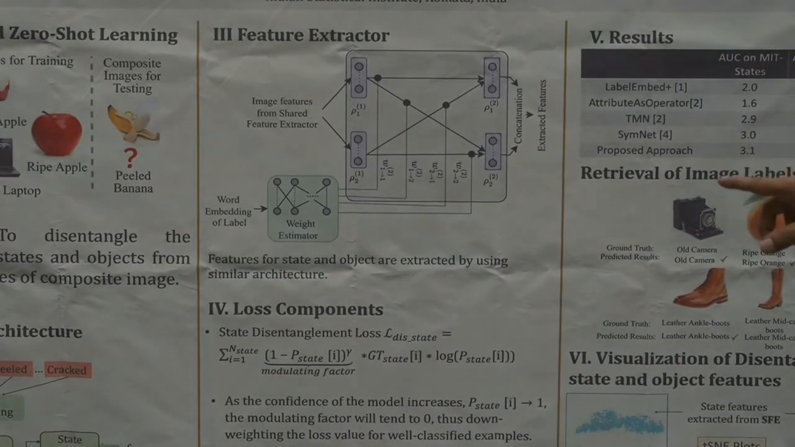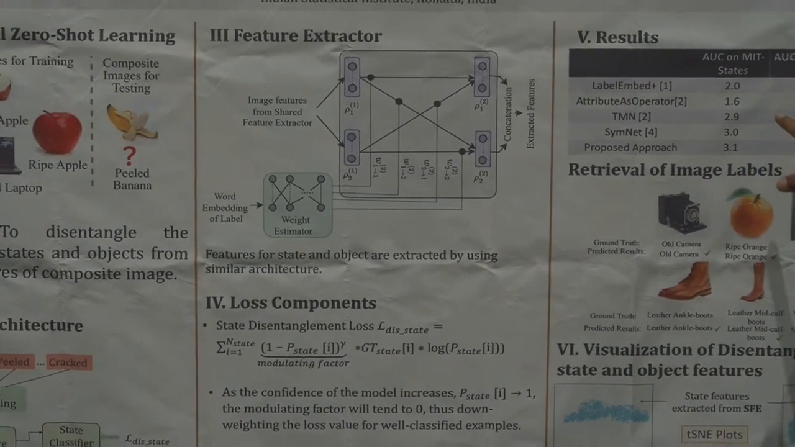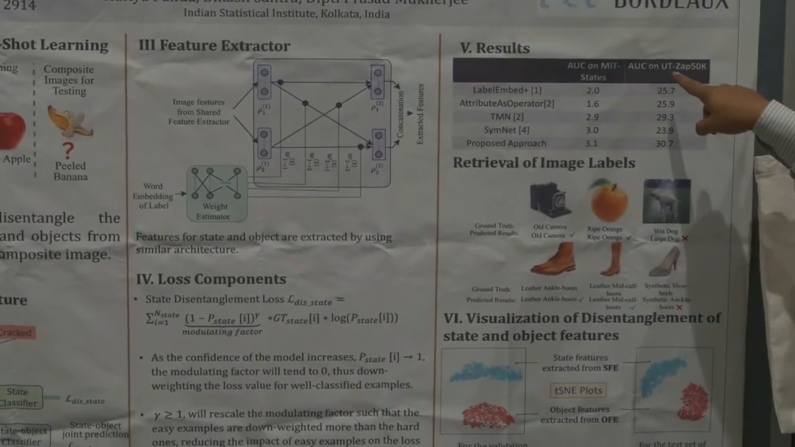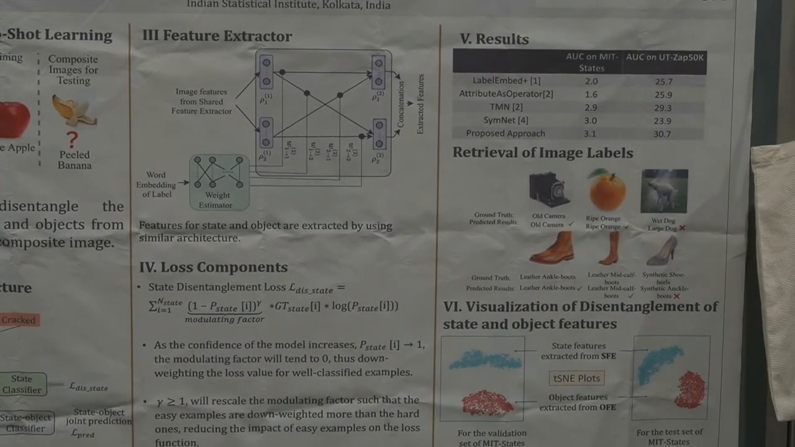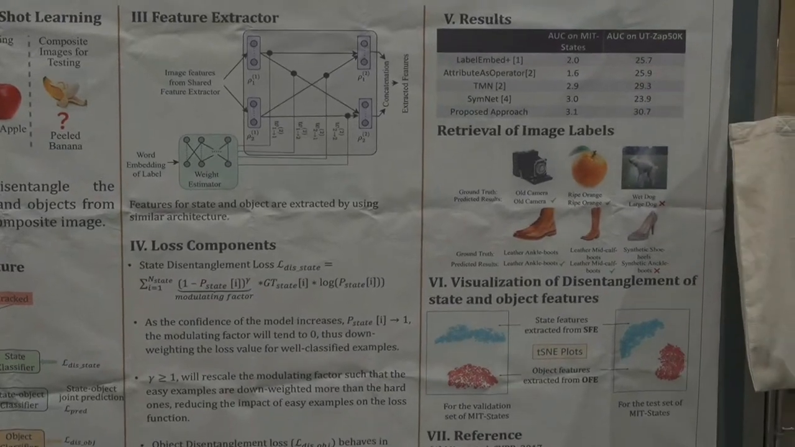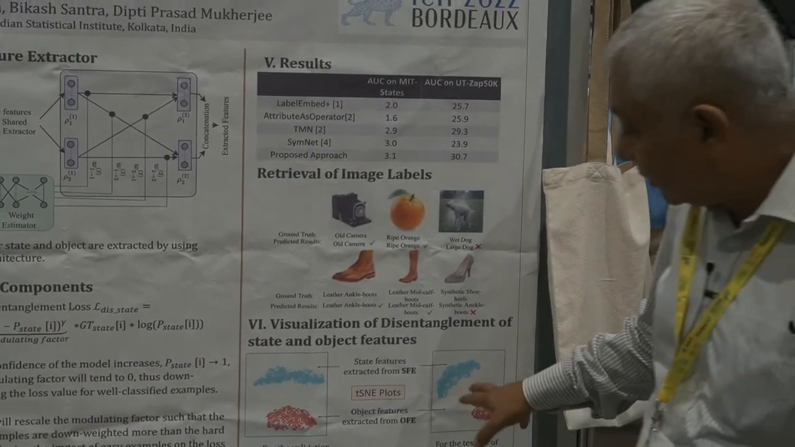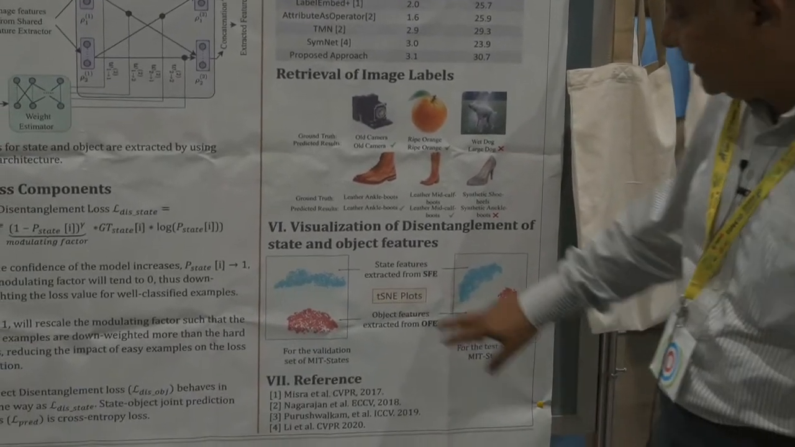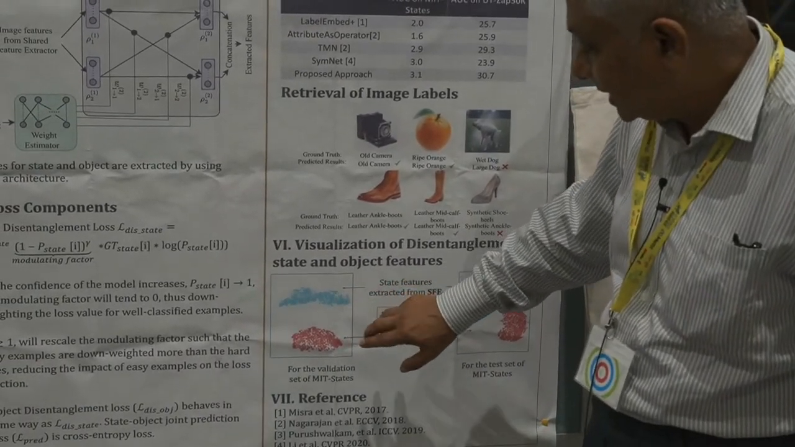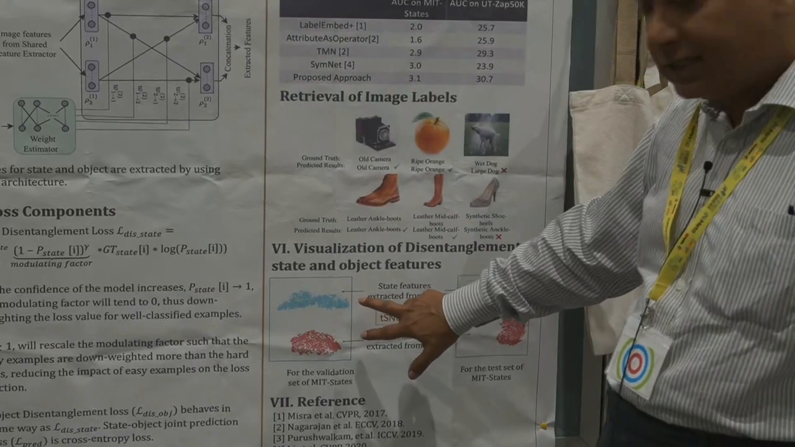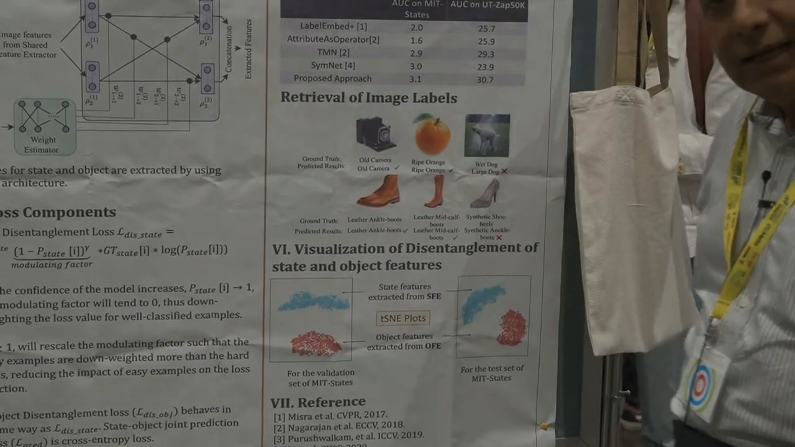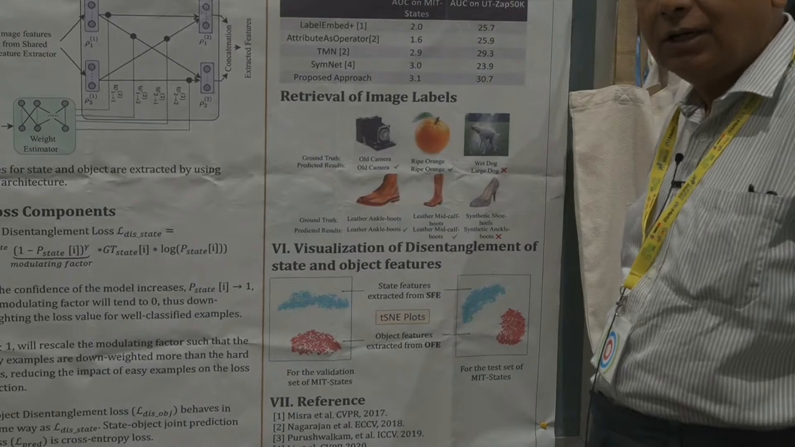We have worked on these for two data sets. One is the MIT States database and another is the UT Zappos data set, and we get relatively good results for our combinations. We have also shown that these features of states and objects can be disentangled to a certain extent and gives a good visualization of the system.